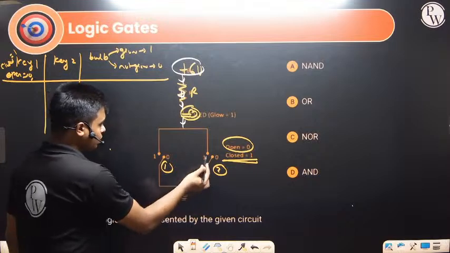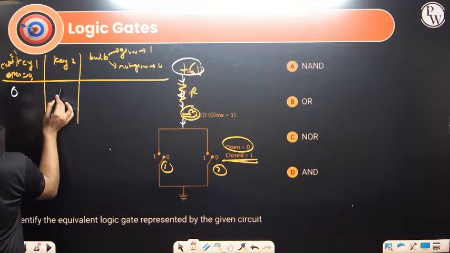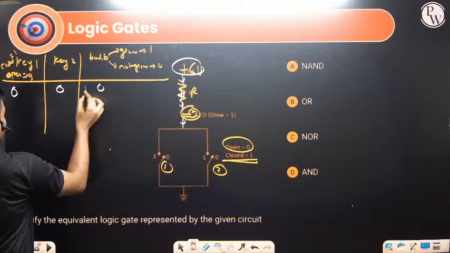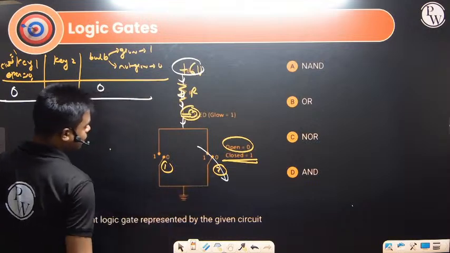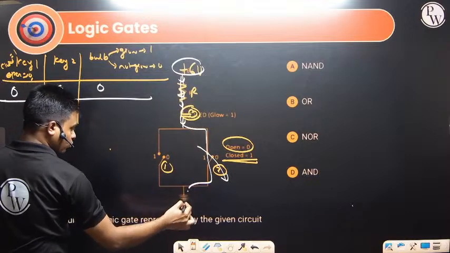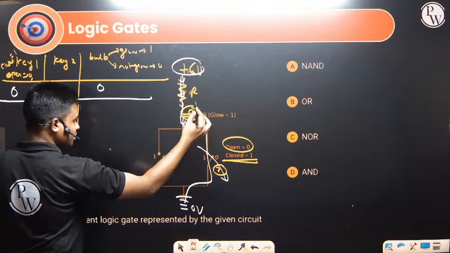So suppose both are open, this one is 0, this one is also 0, the bulb does not glow, so the output will be 0, right? If any one of them is closed, if this one is closed, what will happen? Current will come like this, go like this, go like this. This is 0 potential. In this case, the bulb will glow.